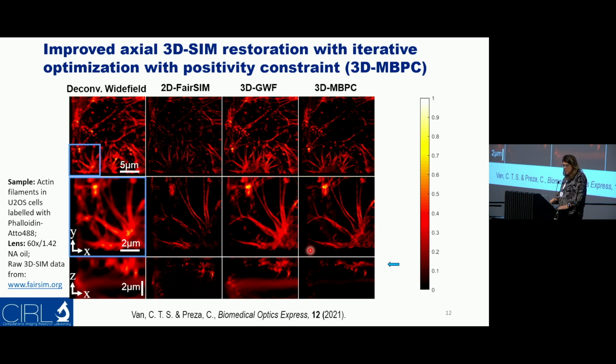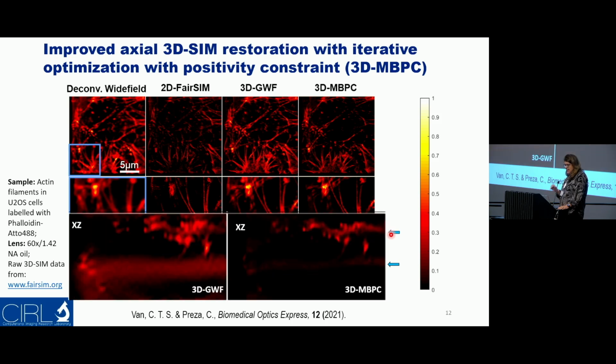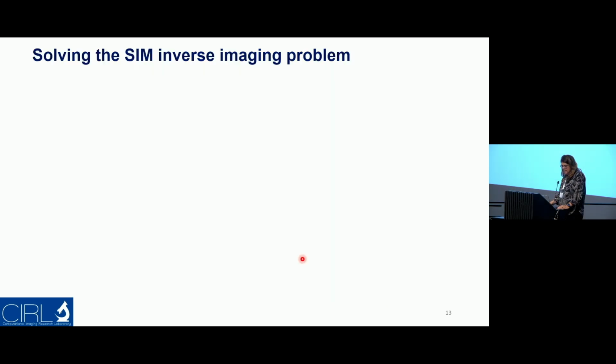It's harder to argue maybe the fine structures in the 2D. This is like a blow up of that region, and so let me just show you the bottom row where you can see the cut through in the XZ space, and clearly you can see the improved axial resolution here and optical sectioning capability that is being retrieved with our method, the 3D model-based with positivity constraint.